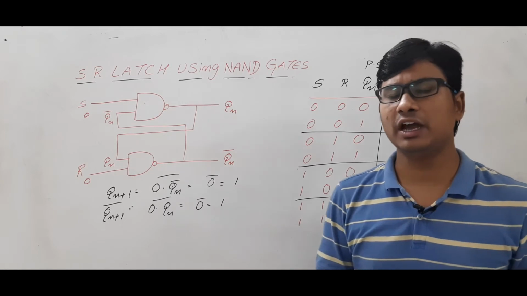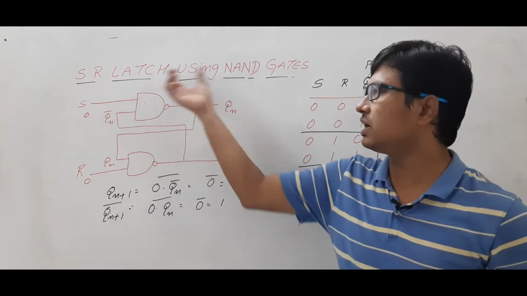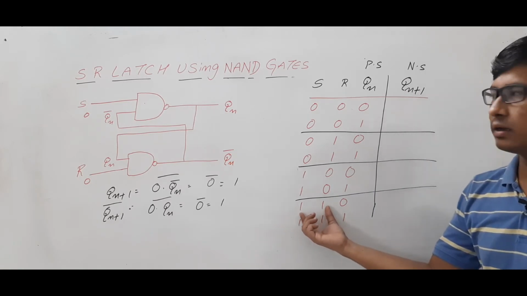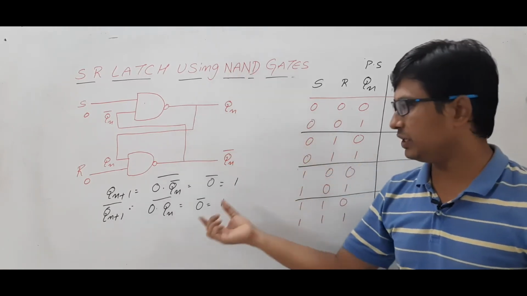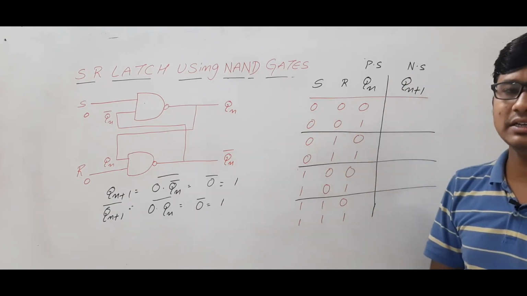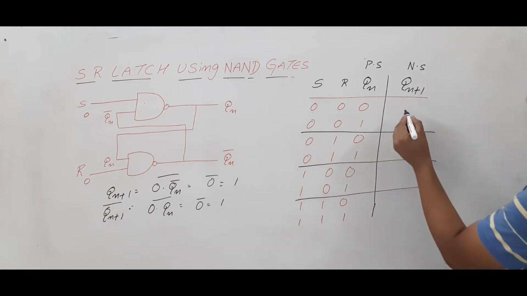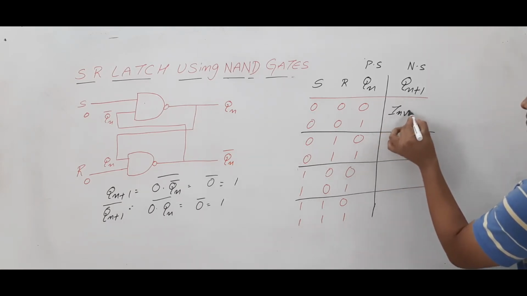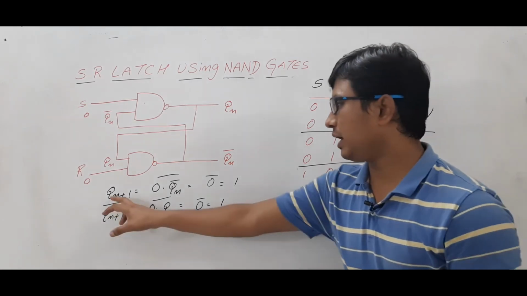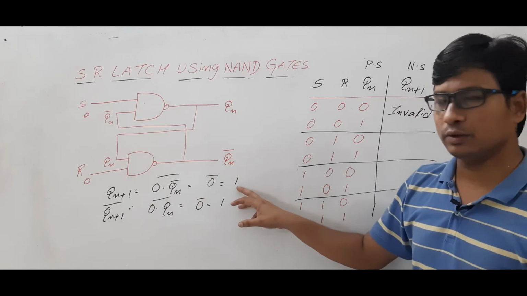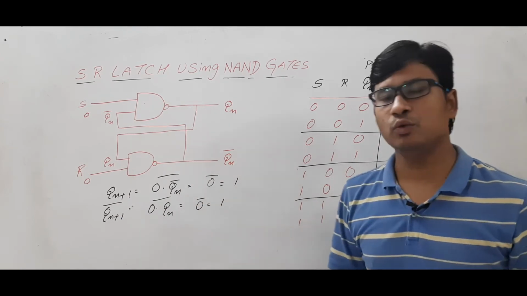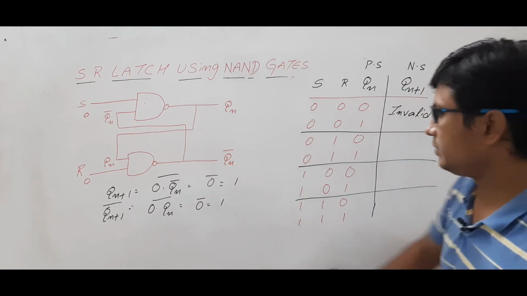We faced this situation when discussing the SR latch using NOR gates, when the inputs were 1 and 1. Using the NAND gate, we face a similar situation when S and R values are 0 and 0. We call this case invalid because it is not producing a valid output. If Qn+1 is giving 1, Qn+1 complement should give 0, but both are giving 1, which is not valid.